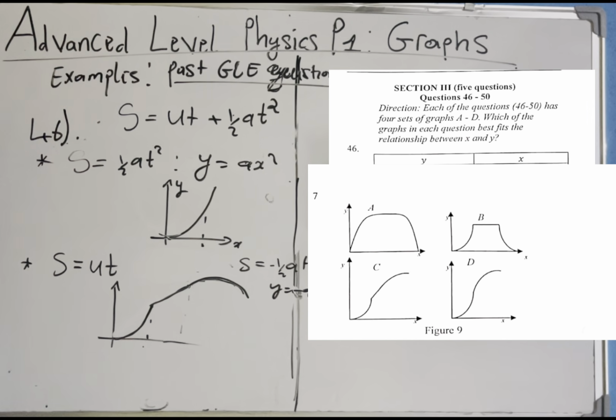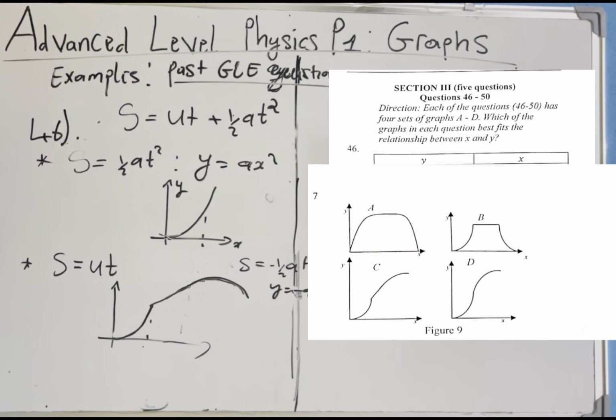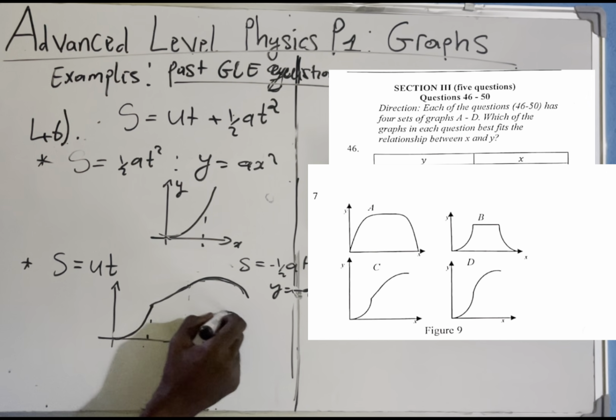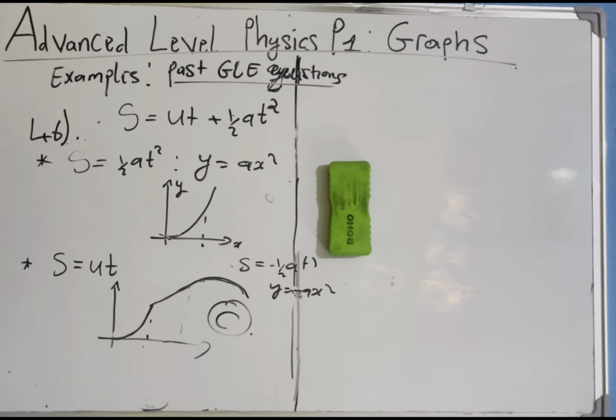So from there, making our best graph here to be C, as simple as that. Okay. Now let us move to 47.